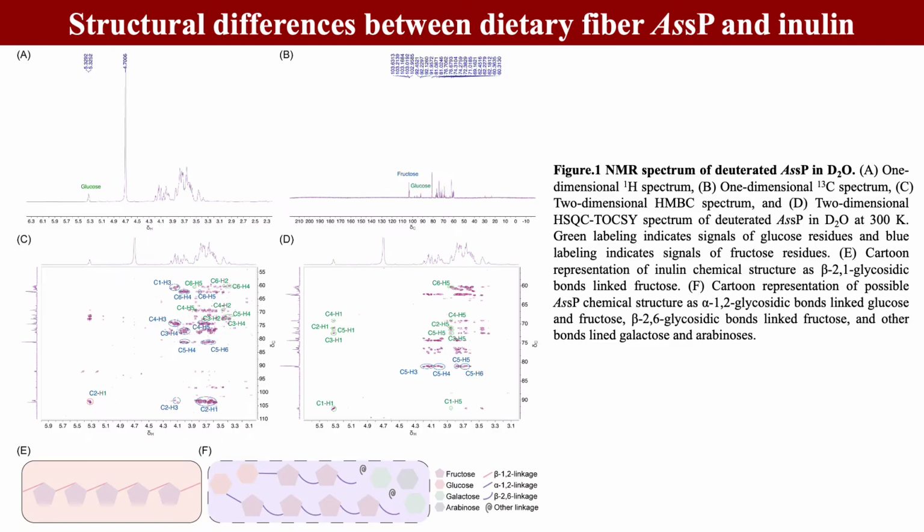We have initially analyzed the monosaccharide composition of AssP, and here we further determined its structure, especially the glycosidic linkages, by a combination of 1- and 2-dimensional NMR spectroscopy methods. It's known that inulin is beta-2,1 glycosidic bonds linked to fructose. Here we identified AssP as alpha-1,2 glycosidic bonds linked to glucose and fructose, beta-2,6 glycosidic bonds linked to fructose, and other bonds linked to galactose and arabinose.